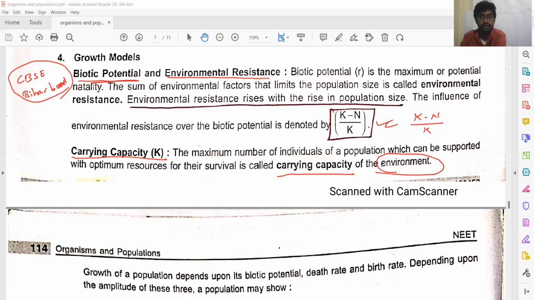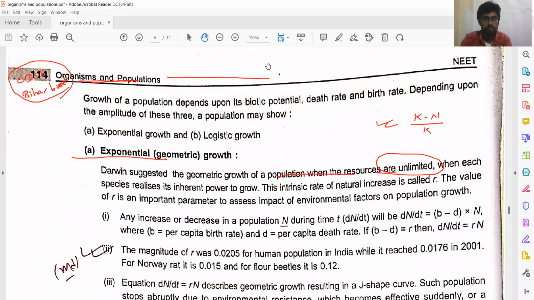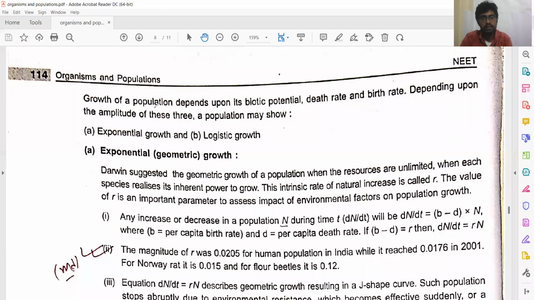It is not about that tiger or some species, it is about the environment, that this environment can support a maximum of this number of an organism. So this is carrying capacity. Again, growth of a population depends upon the biotic potential, death rate, and birth rate. Depending upon the values of these three, the population may show two types of growth. The first is exponential growth, and the second is logistic growth.